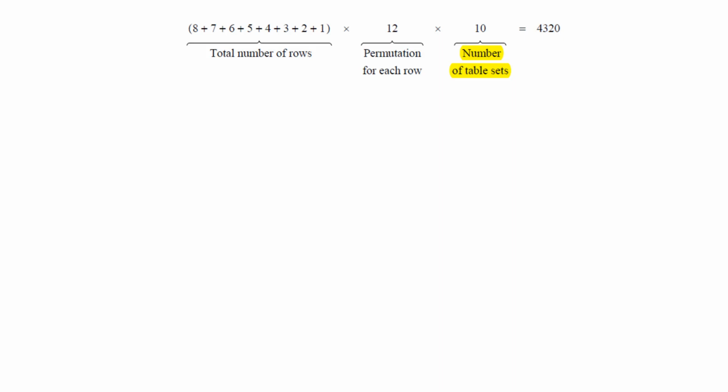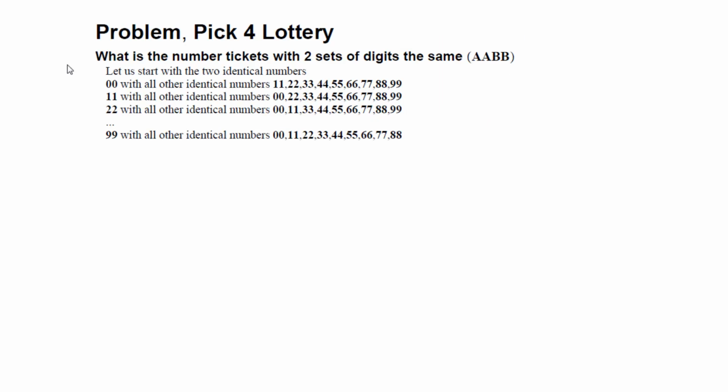And that is exactly similar to what we did before. We multiplied combination 9 times 2, 12 times 10, and we got 4320 tickets of that form AABC.